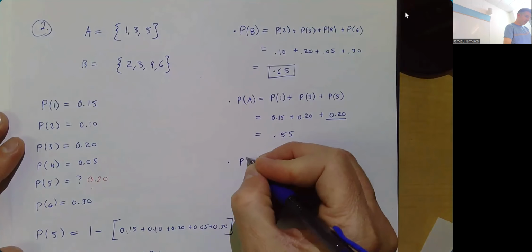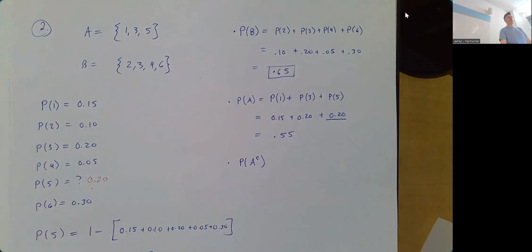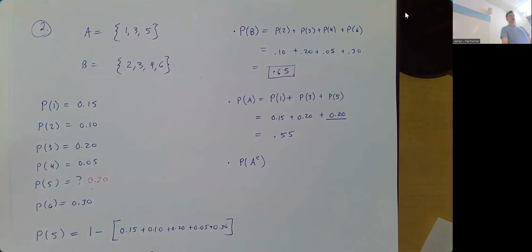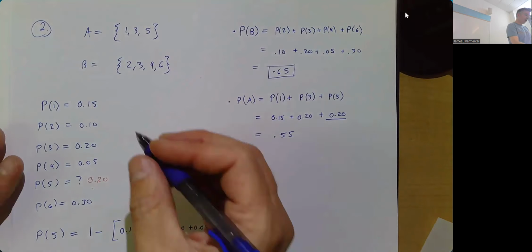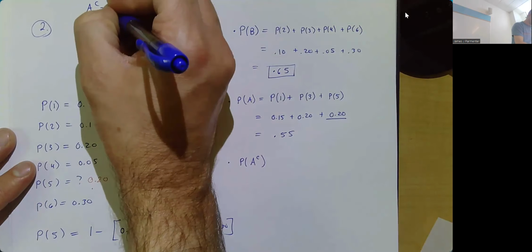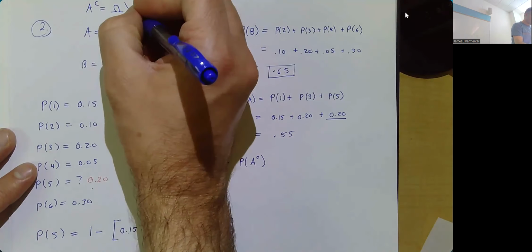What's the probability of A complement? What is a complement? It's a good question. Whenever someone says the word complement, they mean all the things that aren't in the thing you're talking about. So A is the set consisting of 1, 3, and 5. A complement is the set consisting of everything else, 2, 4, and 6. So A complement is the entire set or sample space minus A.